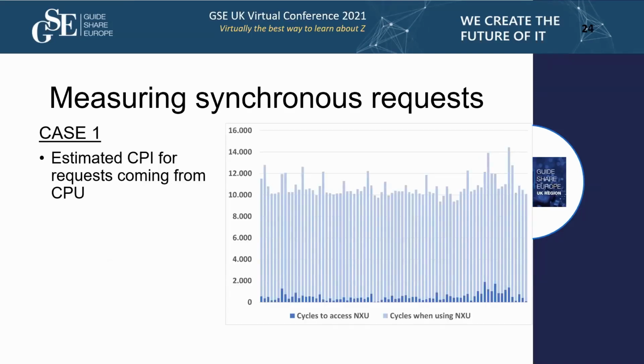By using the formula that you saw before, we estimated the CPI for the requests coming from the CPU. And you can see here that the cycles to access the next accelerator unit are not very high. On the other hand, the cycles using the coprocessor are much higher, and you can see they are normally at the 10,000 level, so 10,000 cycles per instruction, with some peaks also up to 14,000.